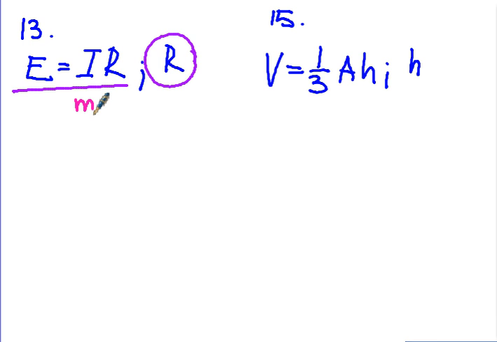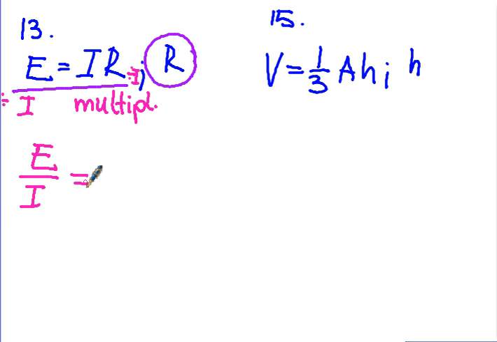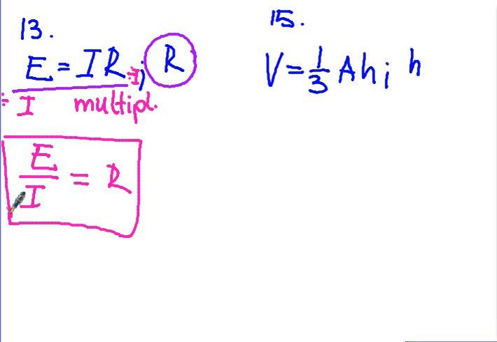This is again multiplication. I hope you remember now, if you have two letters next to each other, it means I times R, that's multiplication. We cancel that by dividing. So we will be dividing everything by I. And we will be dividing this by I. So we get E divided by I is, no, the I's get cancelled and we get R. This is the final answer for problem 13.